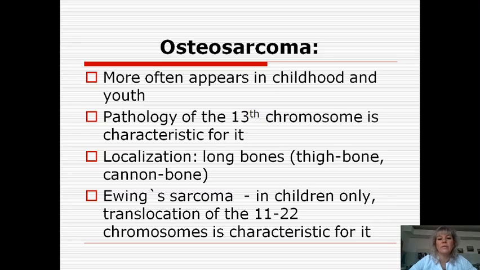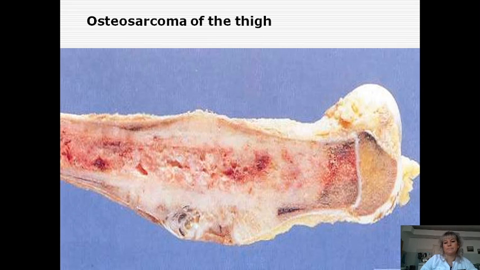Osteosarcoma more often appears in childhood and youth. Pathology of the 13th chromosome is characteristic for it. Localization: long bones, the shin bone, the cannon bone. Ewing sarcoma in children only. Translocation of chromosomes 11 and 22 is characteristic for it. Osteosarcoma of a teen.